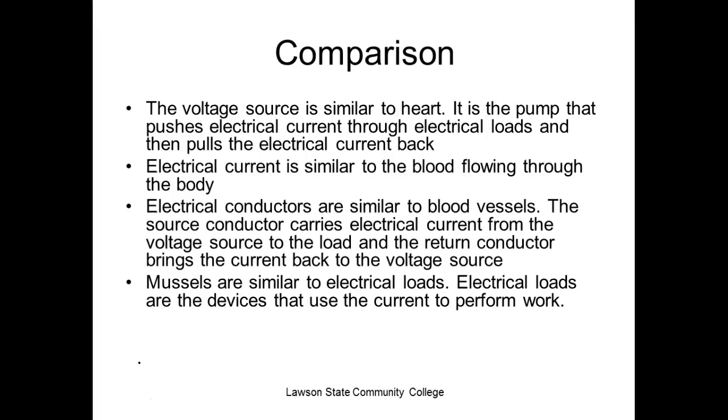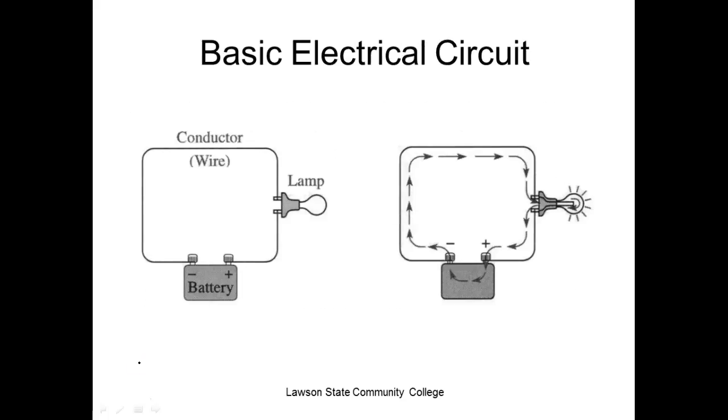So here we go. The voltage source is similar to the what? Heart. Current is similar to the what? Blood. Right, you understand that. So that would be current. Conductors are similar to the conductors, right? And muscles are similar to the what? Right. This is a basic circuit.